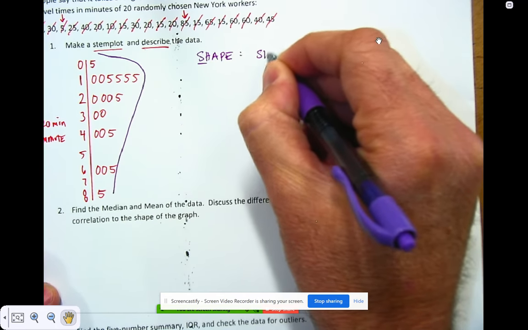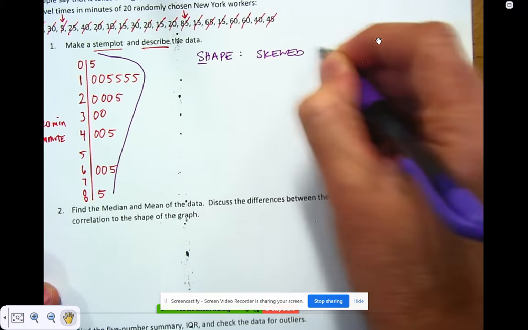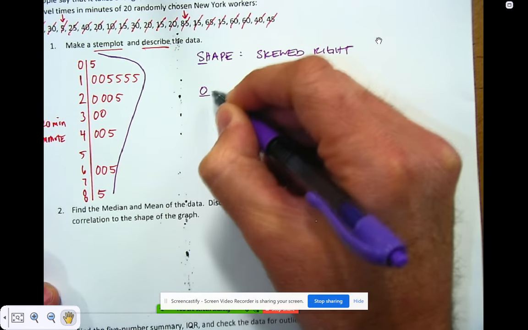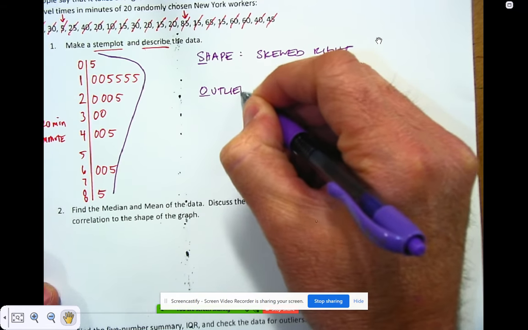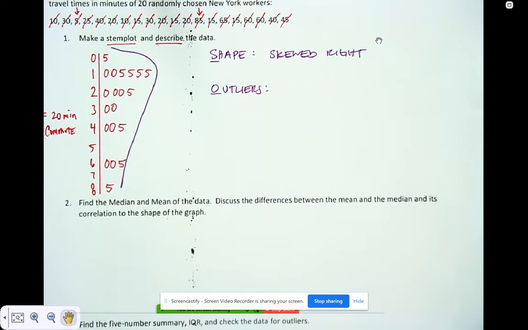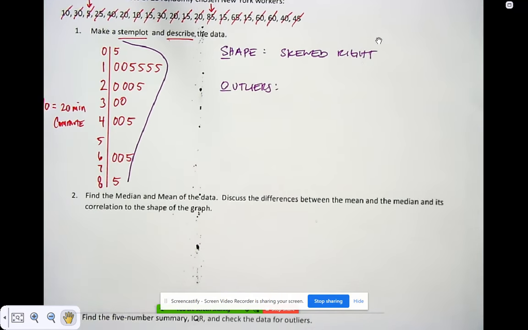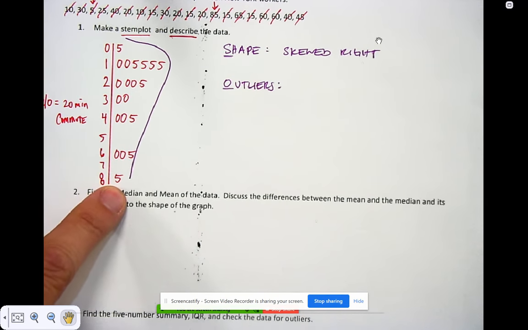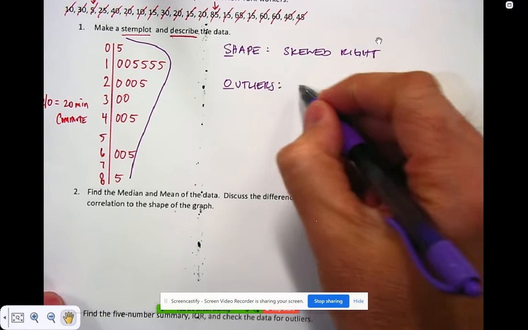Shape would be skewed right. The O of our acronym for SOCS represents outliers. Up until this point, we're actually going to find outliers later. Up to this point, we were just supposed to look at the data and ask, is there any data that looks really, really far away? There are some gaps here, but it doesn't look extremely far away. So we would probably say no apparent outliers.